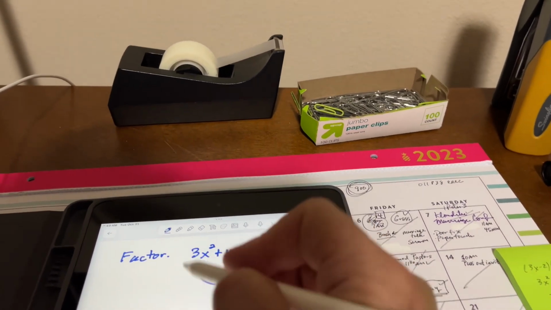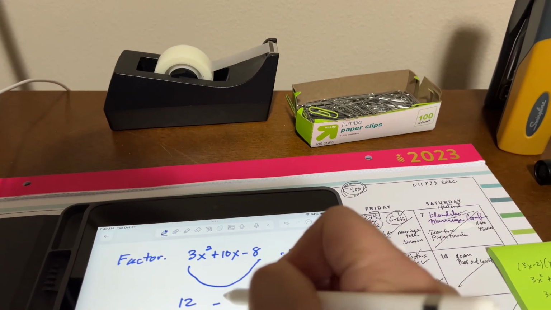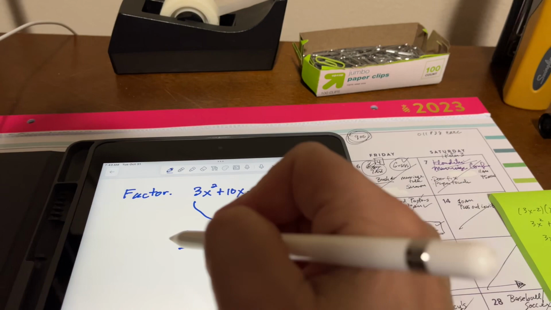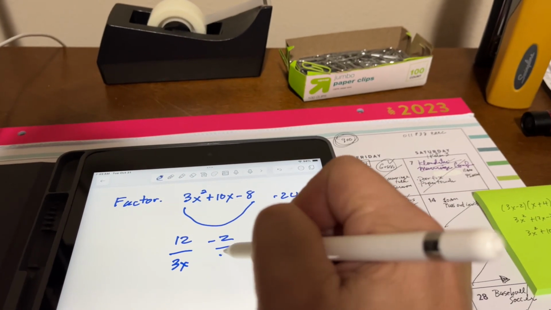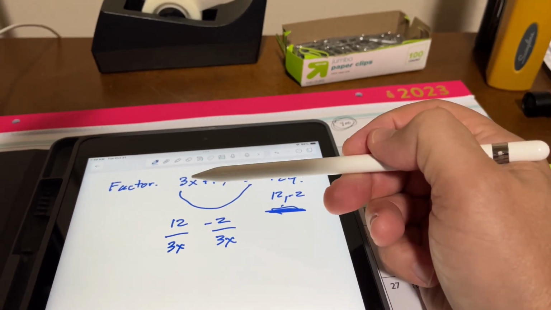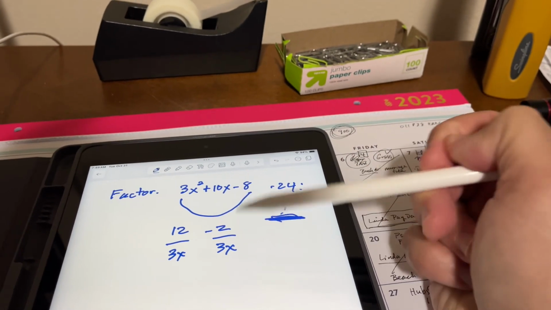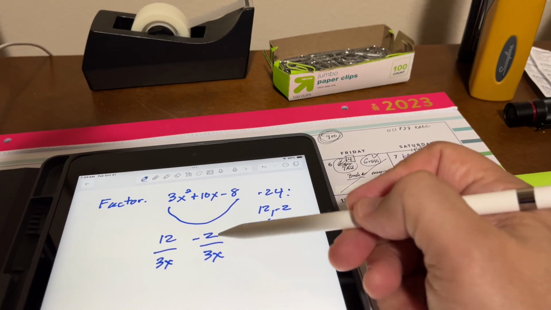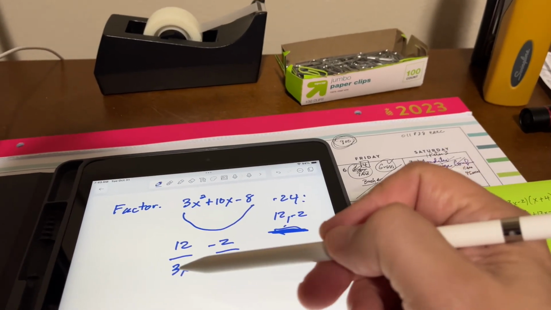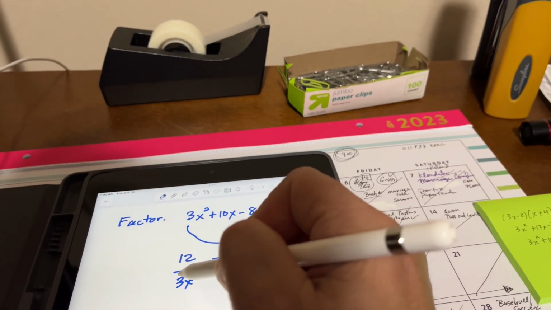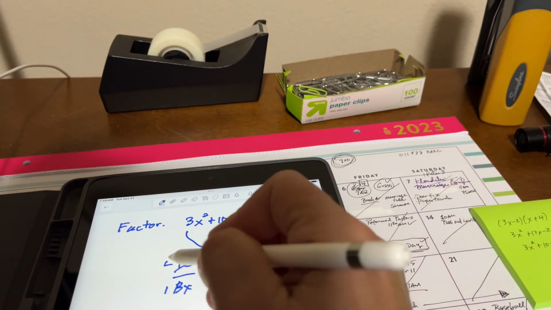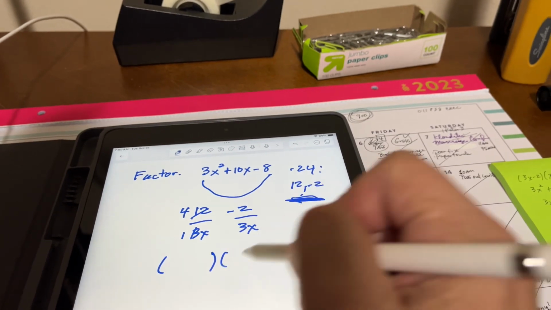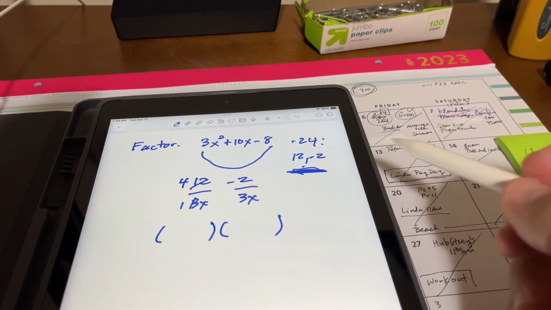Anyway, so what I do is I write these down, and I put a little fraction bar here. So I wrote 12 and negative 2, and I put a fraction bar. Underneath there, I put 3x, which is the first term over here. And then you reduce these. Well, there's no way to reduce 2 and 3, but you could reduce 3 and 12. Notice 3 goes into 3 one time, and 3 goes into 12 4 times. So I reduce that.